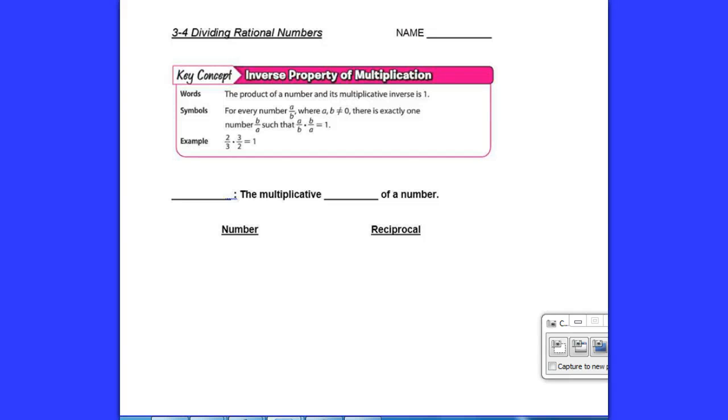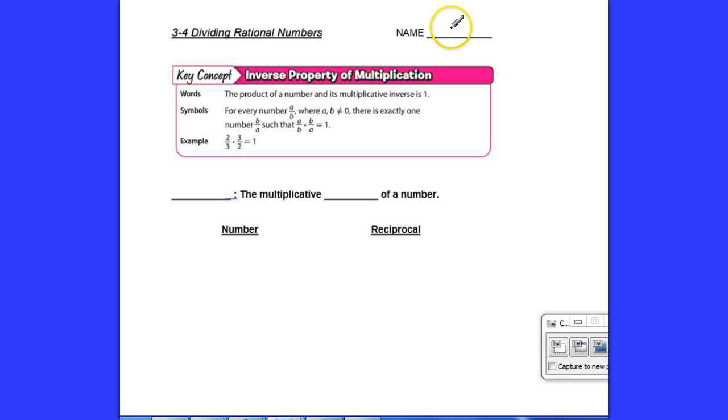And welcome to Chapter 3, Section 4, Dividing Rational Numbers. And this is connected to multiplication, so we are going to be using a lot of the ideas that we had when we did multiplication to understand this.